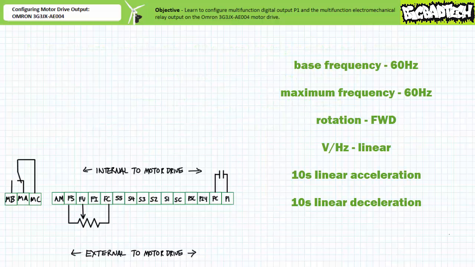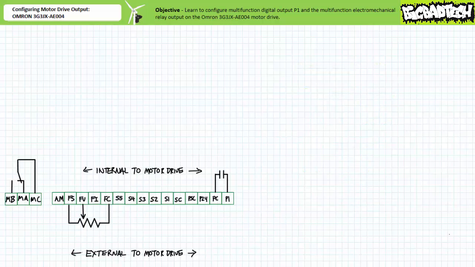This start state establishes a 60 Hz base frequency, a 60 Hz maximum frequency, forward default rotation, a linear volts per Hertz ratio, a 10-second linear acceleration time, and a 10-second linear deceleration time, among other properties. This motor drive is now ready for today's activities. In this application exercise, we'll learn to configure both the multifunction digital output P1 and the multifunction electromechanical relay.